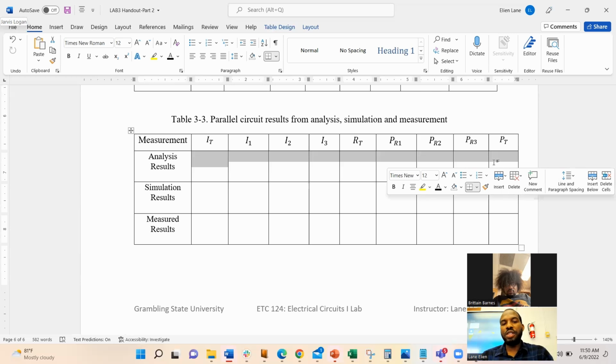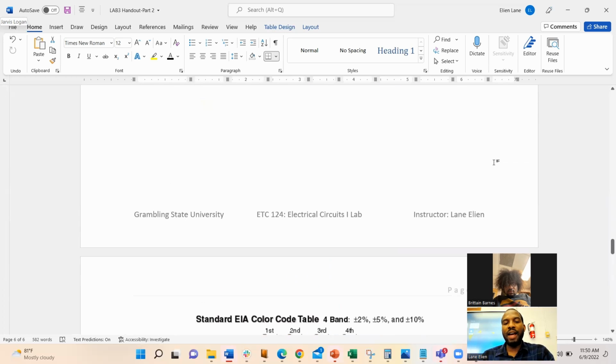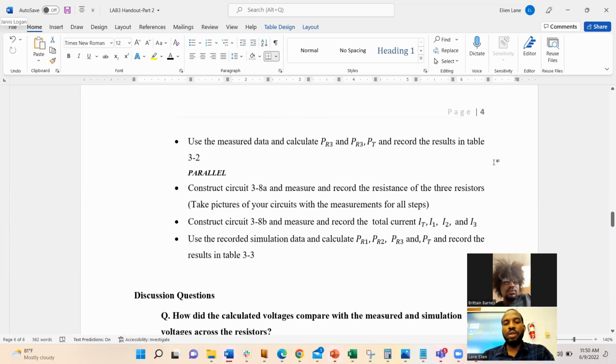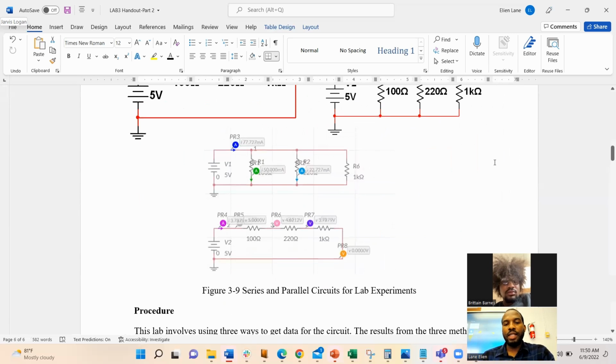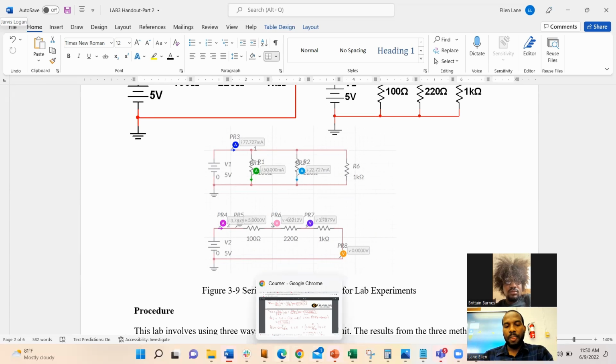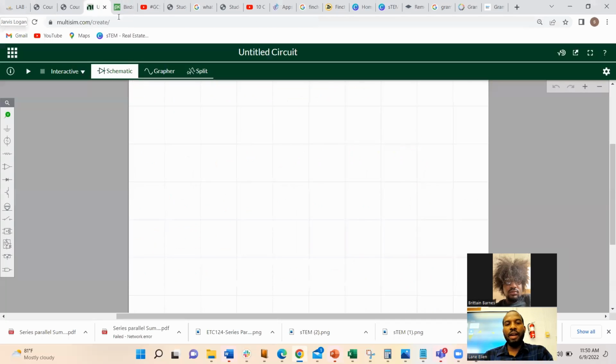Then you need to move on to the simulation. And so in the simulation, we are going to use Multisim Live, and you are going to go ahead and simulate your circuit. Your circuit should look just like this right here. So now I'm going to go over to Multisim Live, and we are going to build our series circuit and our parallel circuit. So go to the website here. So on here, we have an untitled circuit. I'm going to change the name.